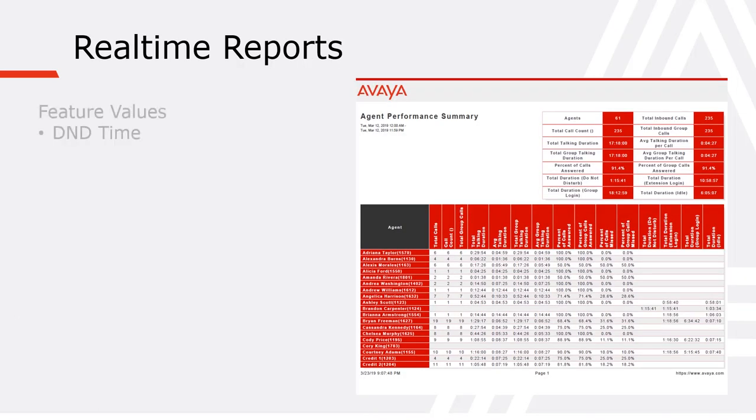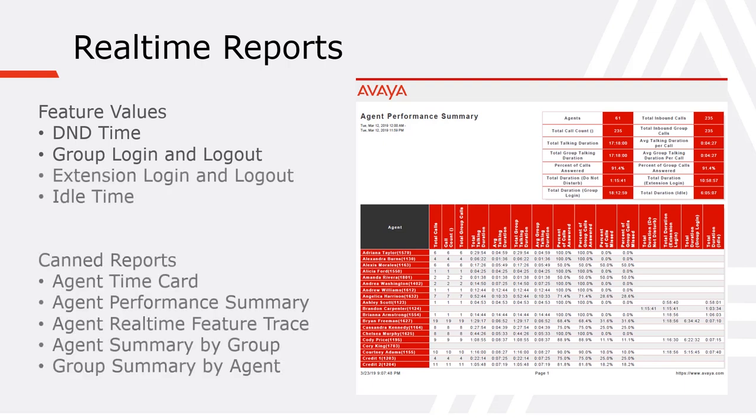Okay, so what other reports do you get? Again, reports for DND time, group login and logout time, extension login and logout time and idle time. And here are some additional canned reports: agent time card, performance summary, real-time feature trace. So if you want to see what time of day did they turn on do not disturb and how long did they turn it on, it's a great report for that. Or how long were they logged into each group? Or from a group perspective, how long was each agent logged in? Okay, let me show you what I mean here.